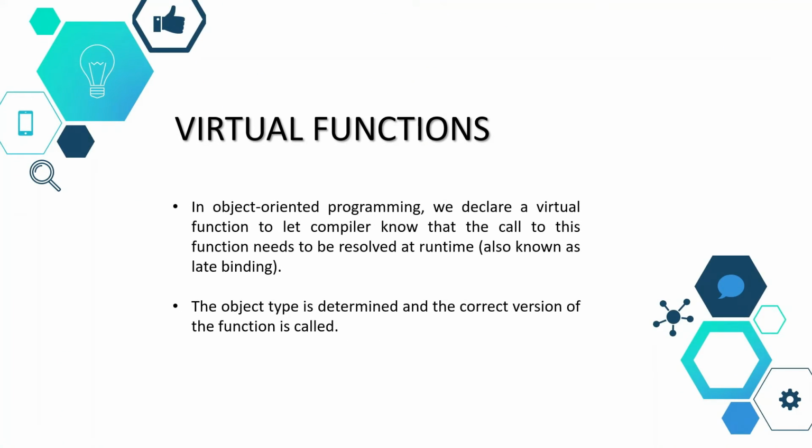Now we have discussed what function overriding is, and then we took a look at creating objects using the new keyword. So let's see what virtual functions are. In object-oriented programming, we declare a virtual function to let the compiler know that the call to this function needs to be resolved at runtime, which is also known as late binding. The object type is determined and correct version of the function is called depending on whether the object is of base class or if it is of derived class.